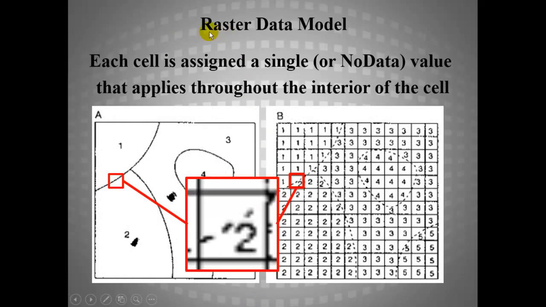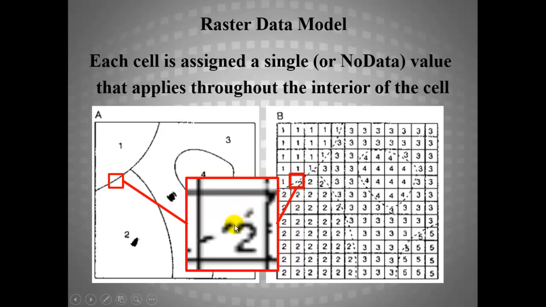One of the issues with raster data is, since each cell is assigned a single or no data value, that value has to apply throughout the cell. So here we have a vector model with polygons, and the value inside of this polygon is 1 and the value inside of this polygon is 2. But we have a cell here that crosses that boundary between 1 and 2. So what value does that cell have? It can only have one value.